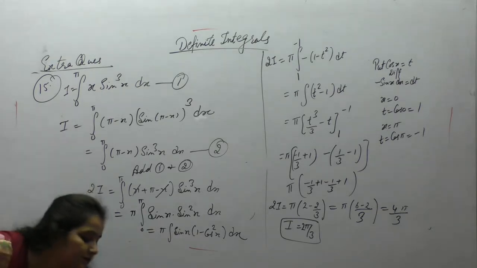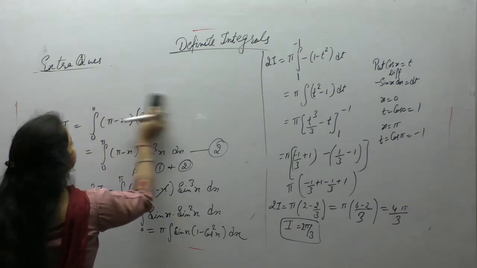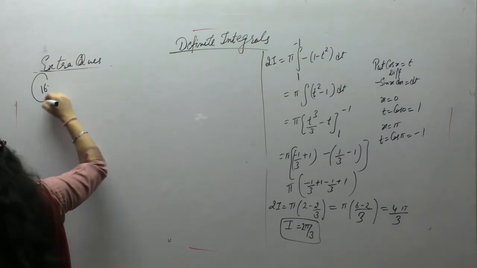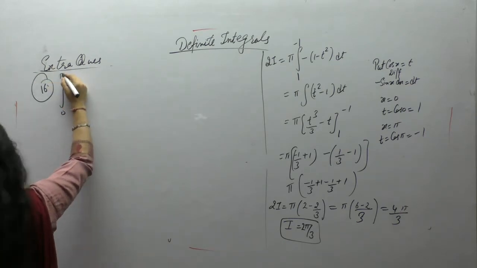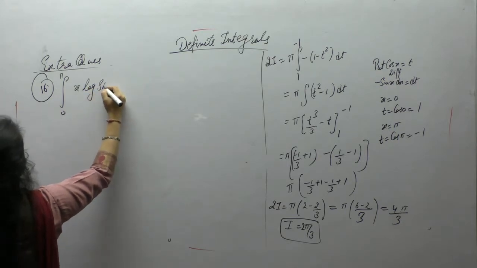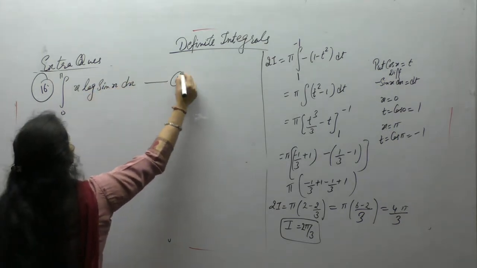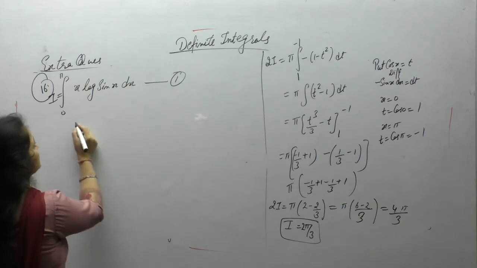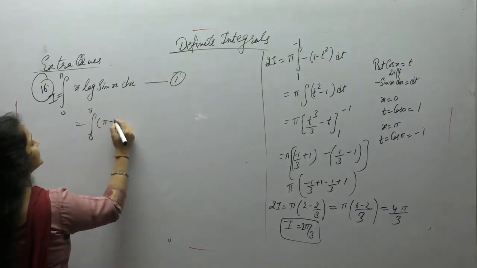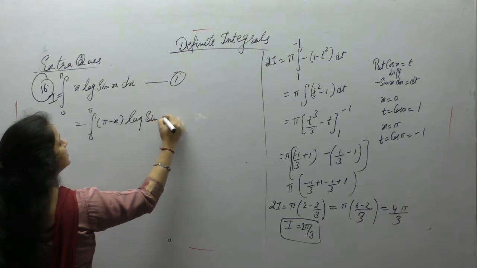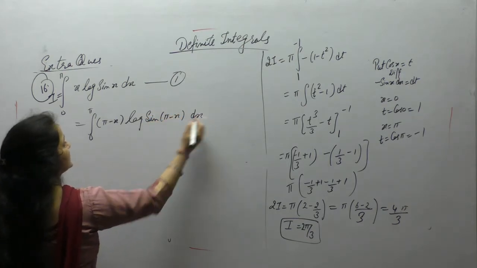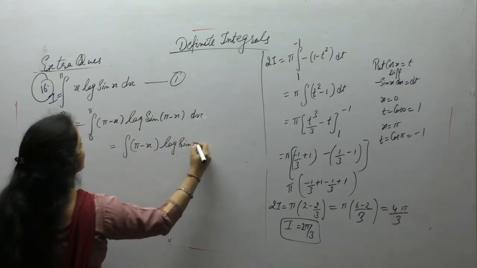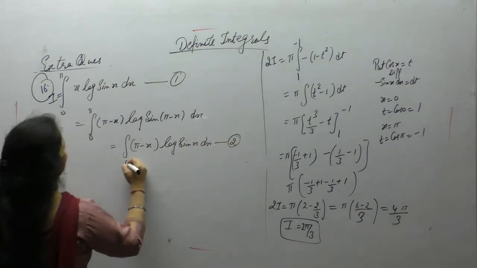Now the next one is integral of 0 to pi x log of sin x dx. Use the property here. Integral of 0 to a f of x dx is equal to 0 to a f of a minus x. Sin pi minus x is equal to sin x. So pi minus x log of sin x dx. Now add 1 and 2.